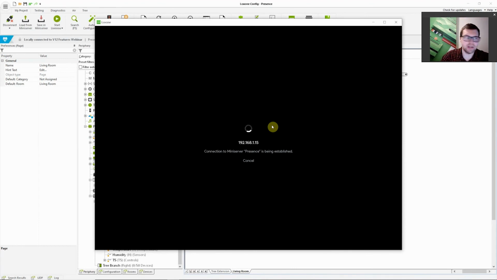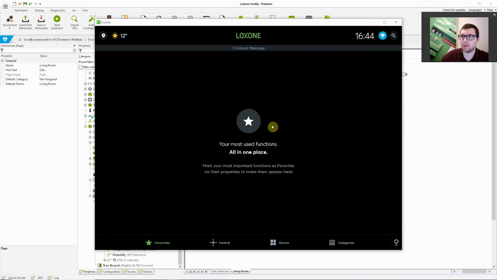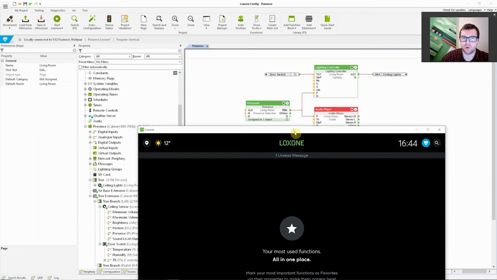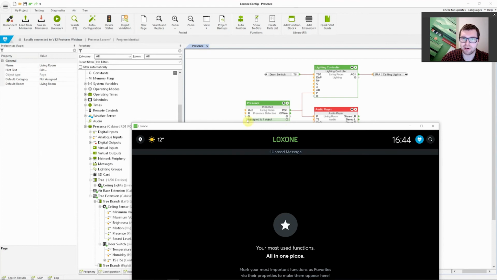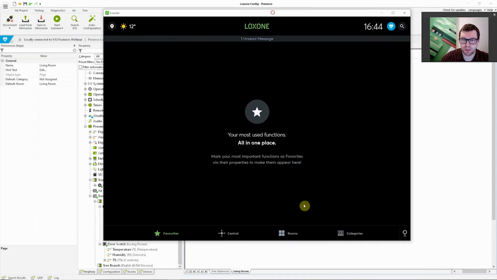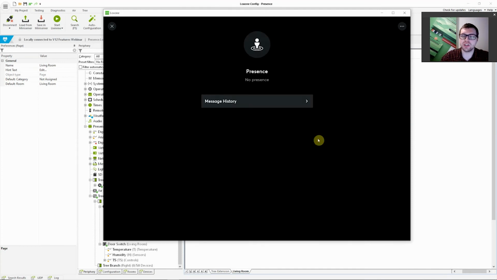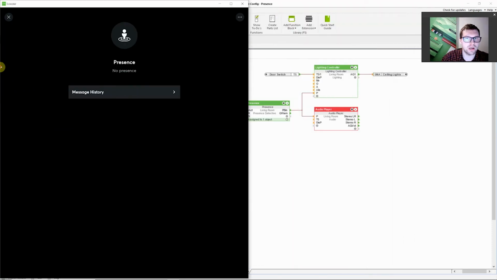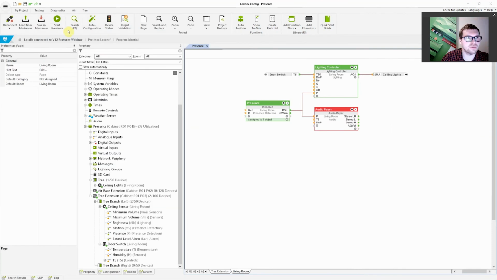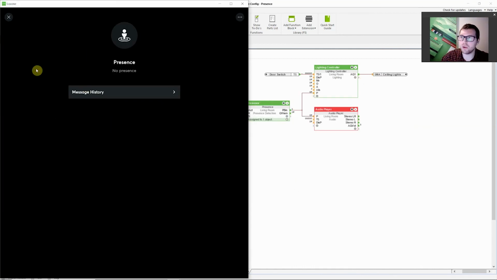So one of the primary reasons that we like the use of the Loxone app and the presence block itself is that the presence block is shown on the app. So if I head over to my living room, you can see in the living room that I have a presence block. As you can see, presence is currently not active. And if I also go into live view here in Config, you can see that my lights aren't on. So no presence active, lights currently not on.